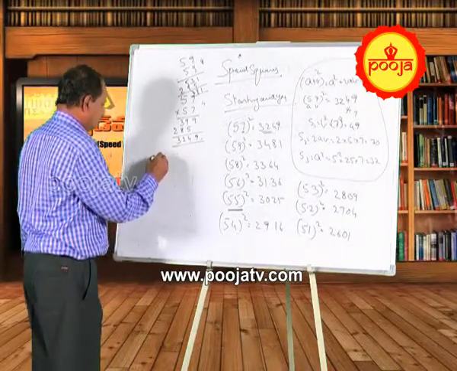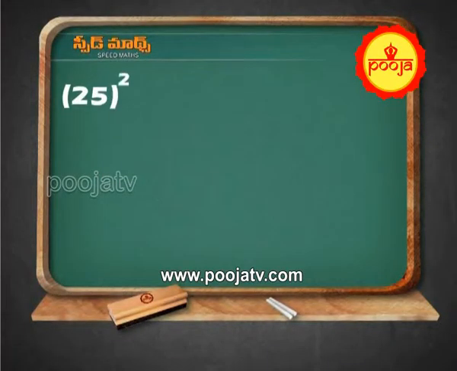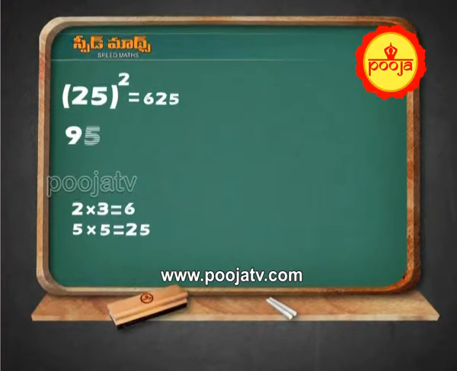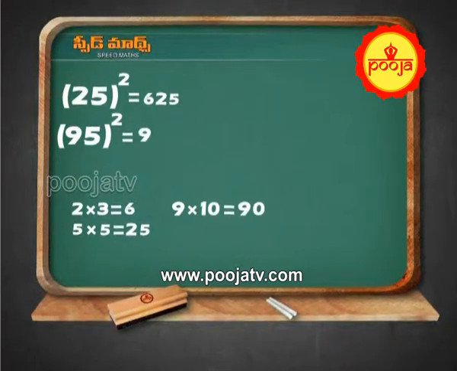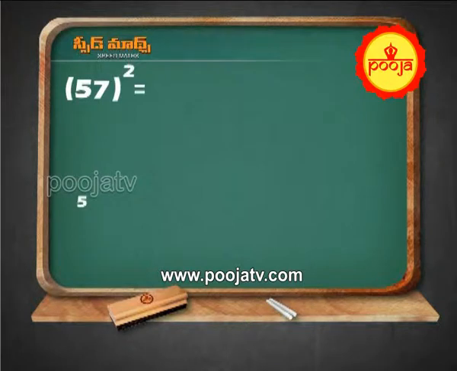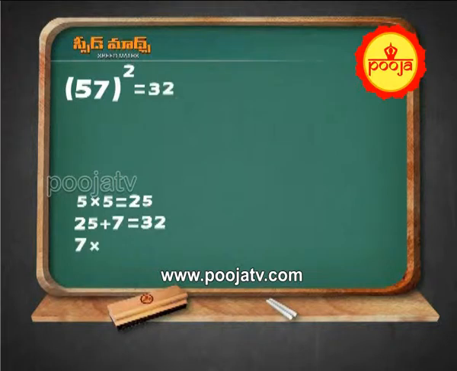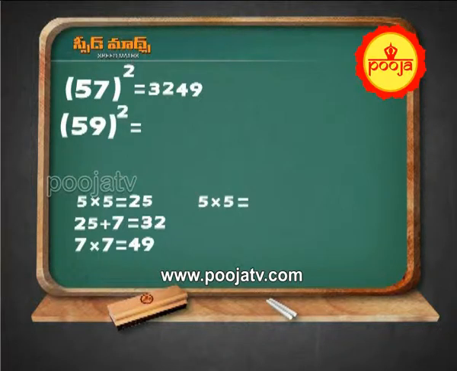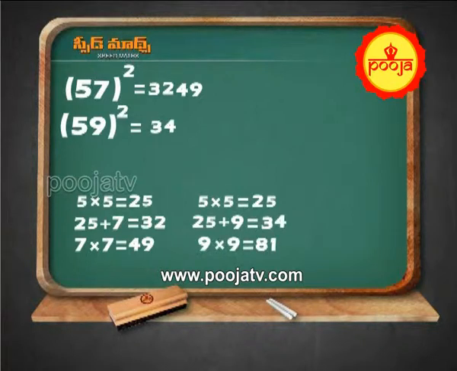Roughly I am telling, if you want 25 square, it equals 2 into 3, which is 6, and 5 into 5 is 25, so 625. 95 square equals 9 into 10, which is 90, and 5 into 5 is 25, write it as 25, so 9025. 57 square: 5 into 5 is 25, 25 plus 7 equals 32, write it as 32, and 7 into 7 is 49. 59 square: 5 into 5 is 25, 25 plus 9 equals 34, and 9 into 9 is 81, write it as 81.